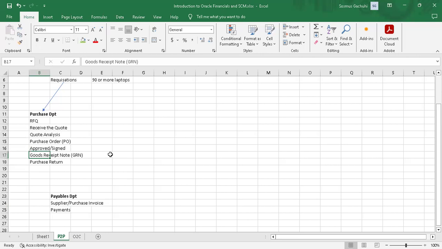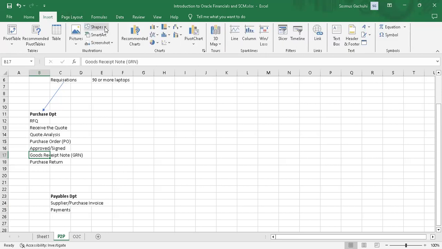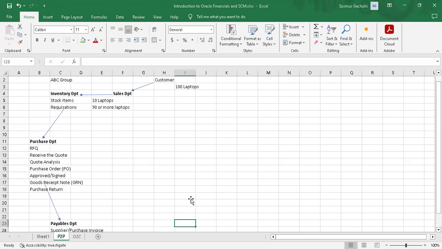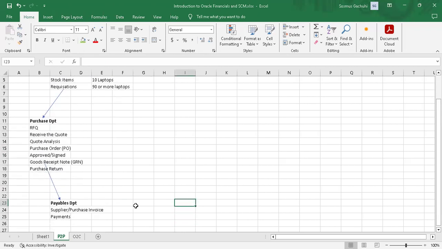So the communication will be done to a point that the moment goods have been received, there will also be a communication to this department we are referring to as the payables department. This communication has to be done so that the payables department may start preparing the invoices of that supplier who has supplied goods and they have been received, and also do the process of payment so that they can be able to pay that invoice.